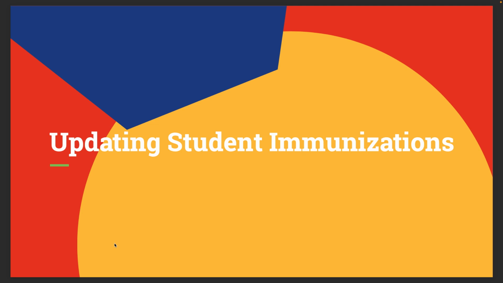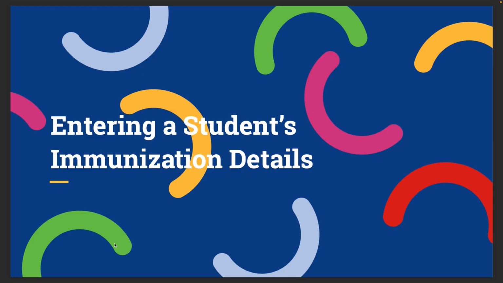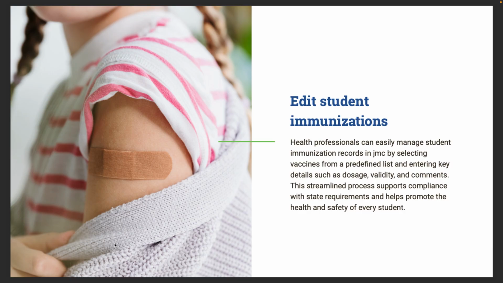So we'll start by updating student immunizations. And in JMC, there's two ways to update student immunization. You can update an immunization by an individual student, one at a time, or you can bulk import immunization information. So we're going to start with entering a student's immunization details.